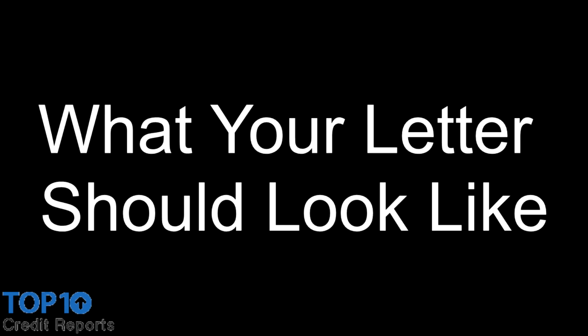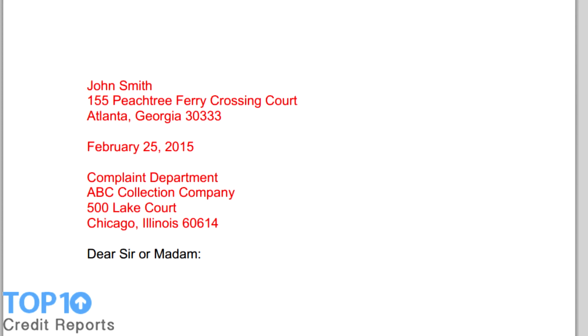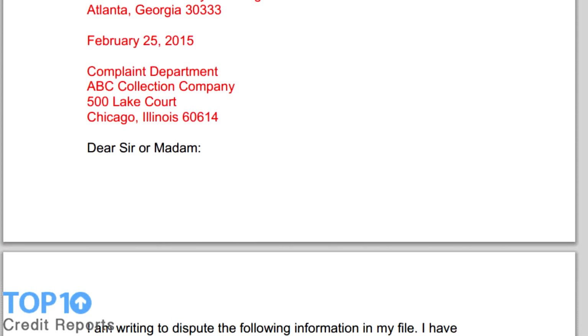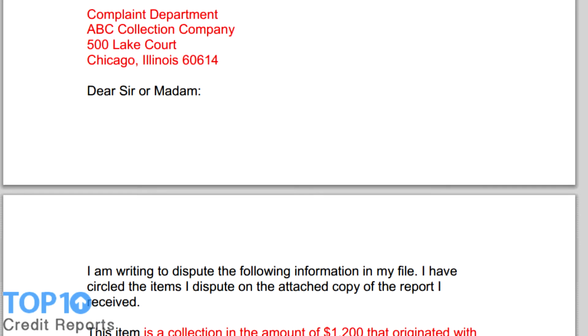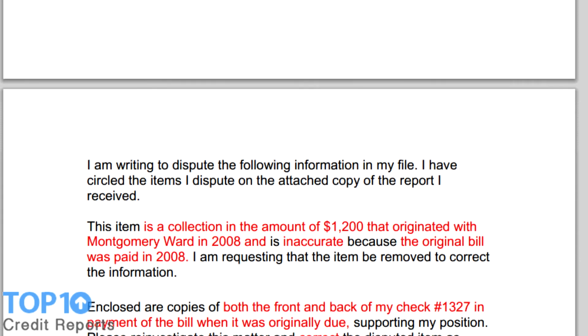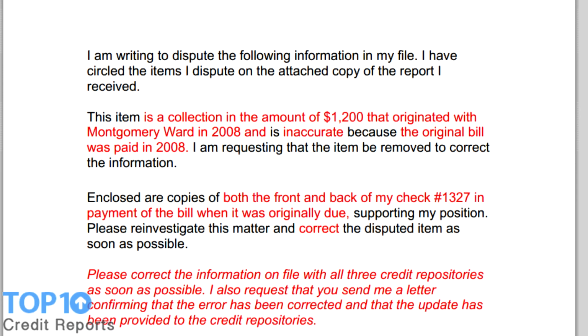This is what your letter should look like. We're going to focus on the customized portions, which are bolded in red. You can adjust these sections to fit whatever your circumstance is. The second paragraph of the letter describes our dispute in some detail, while the third paragraph describes the documentation that we're sending in support of our position. The fourth paragraph is very important. We're asking that all three credit repositories are notified of the change, and also that we receive a written confirmation from the creditor.